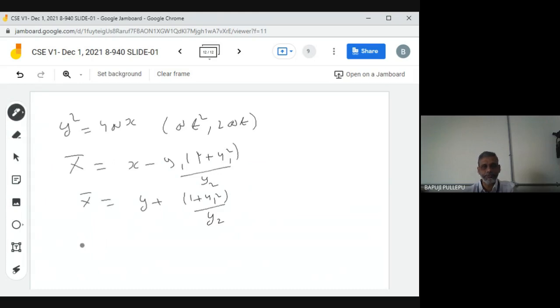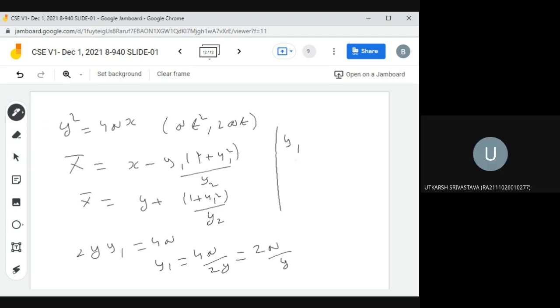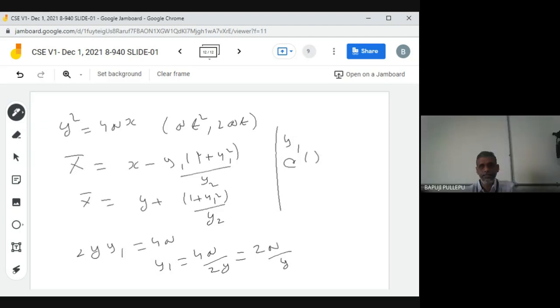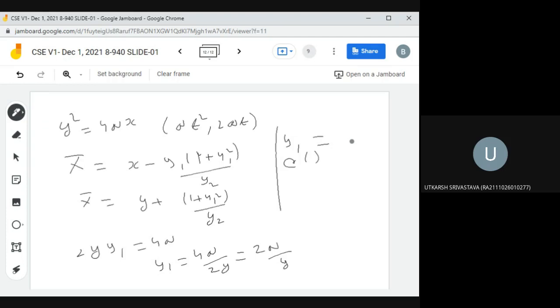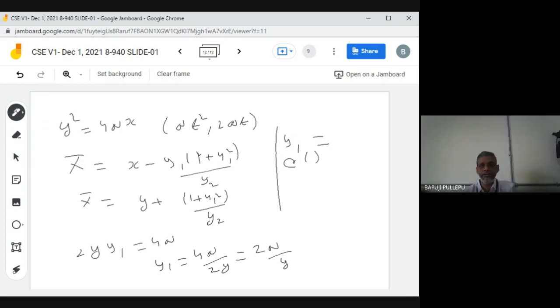Directly I will do. 2y y1 is equal to 4a. So y1 is equal to what? 4a by 2y, so that is equal to 2a by y. Now at what value do I want y1? At at square comma 2at. So what is the y1 value? 1 by t. 2a by 2at, 1 by t. Very good, sir.